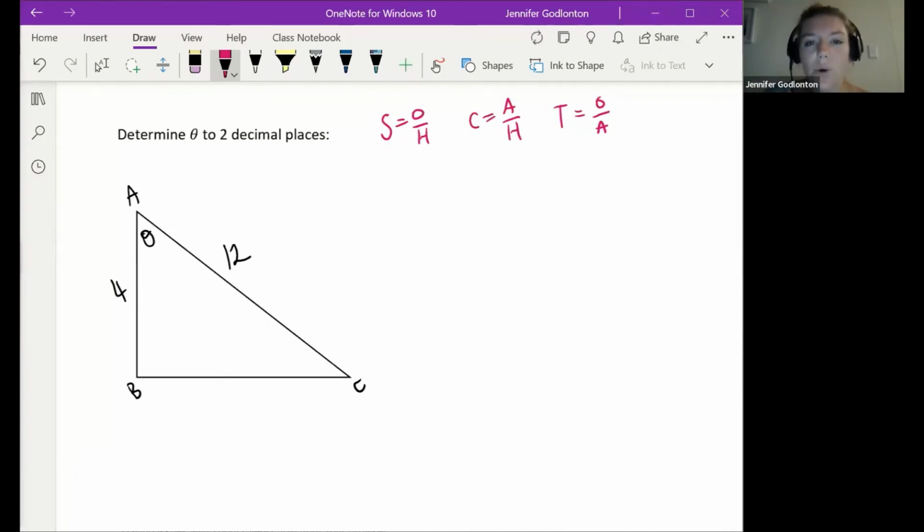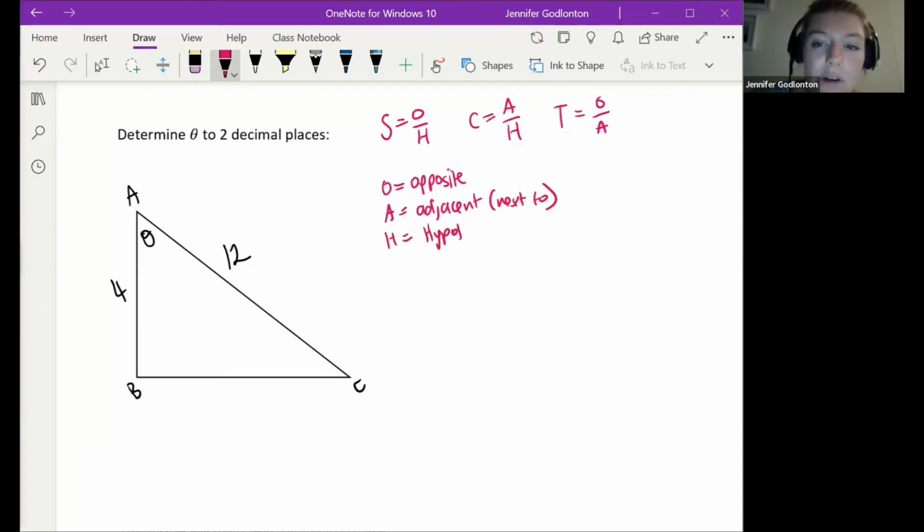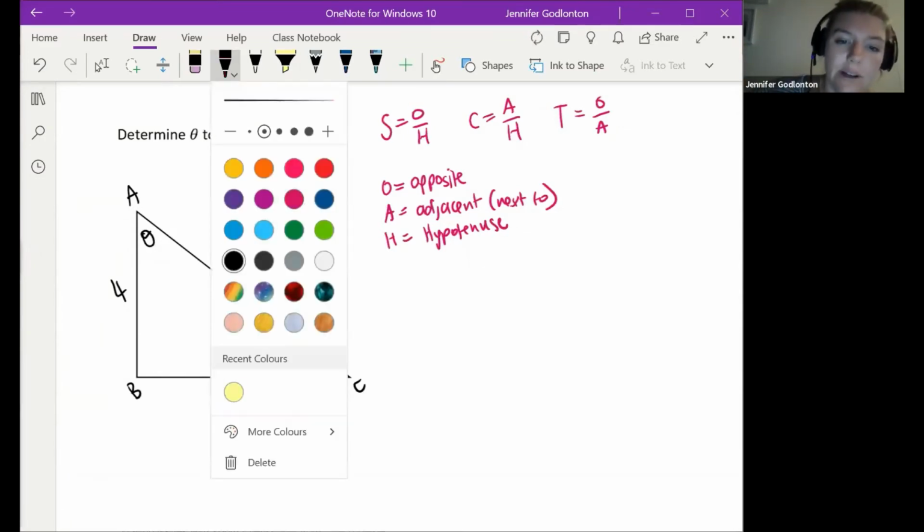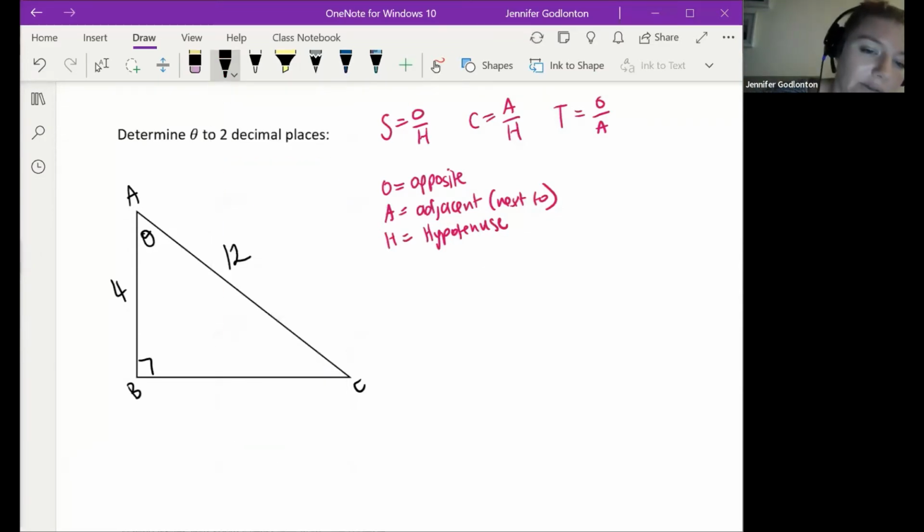Okay, cool. Once we've written our trig ratios, we need to label our triangle. And we label using our 3 letters, O, which is opposite, A, which is adjacent. And remember, adjacent means next to. And H, which is hypotenuse. And the hypotenuse is the longest side of a right-angled triangle. And this should have its right angle.